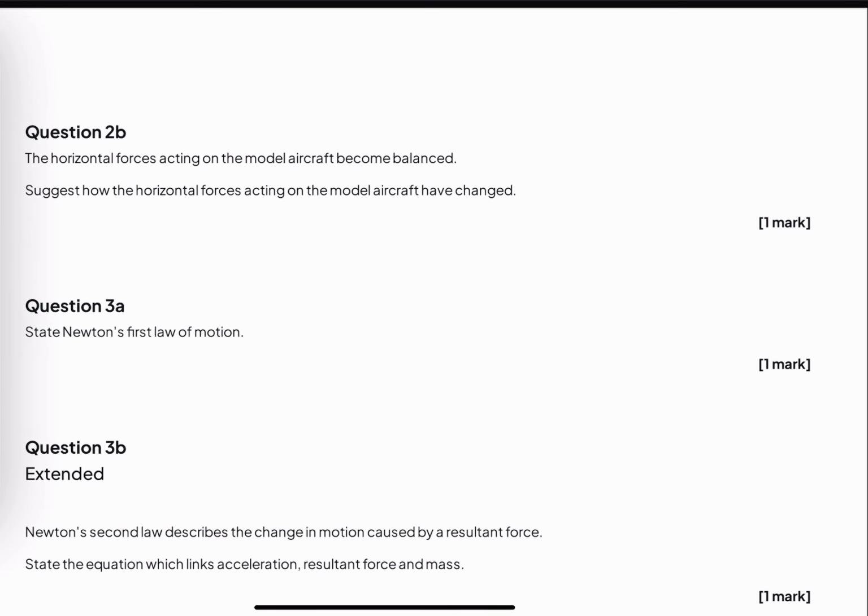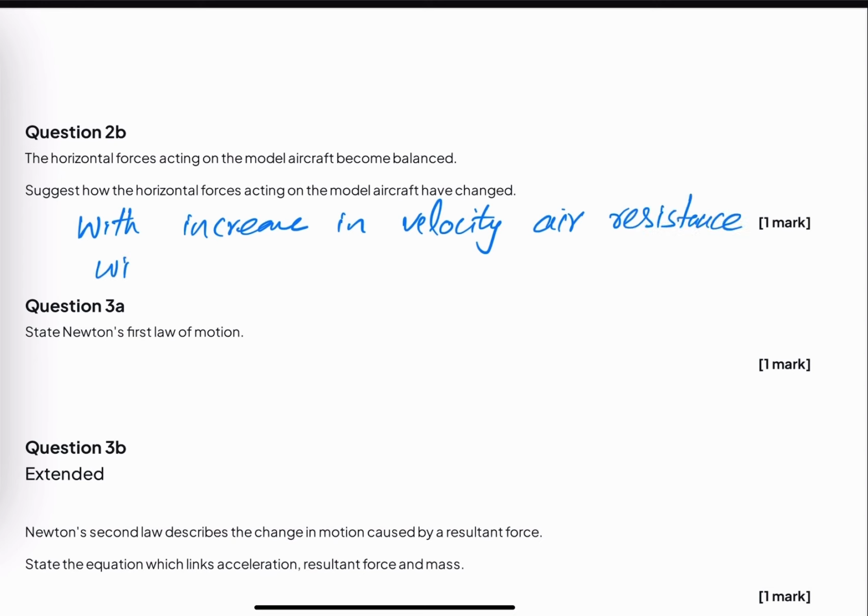Okay, in 2b, the horizontal forces acting on the model aircraft become balanced. Suggest how the horizontal force acting on the model aircraft has changed. How can it be changed? With an increase in speed or velocity, air resistance, the drag force, will also increase.